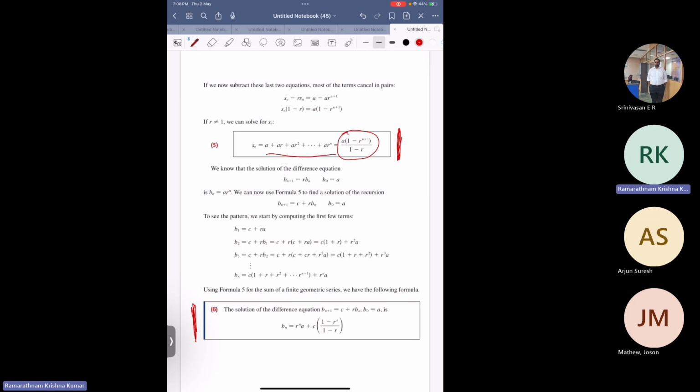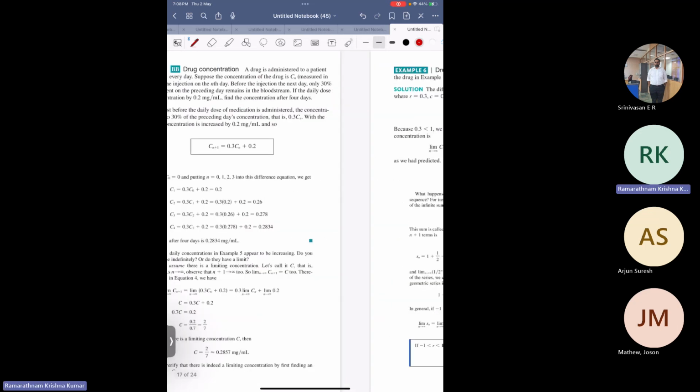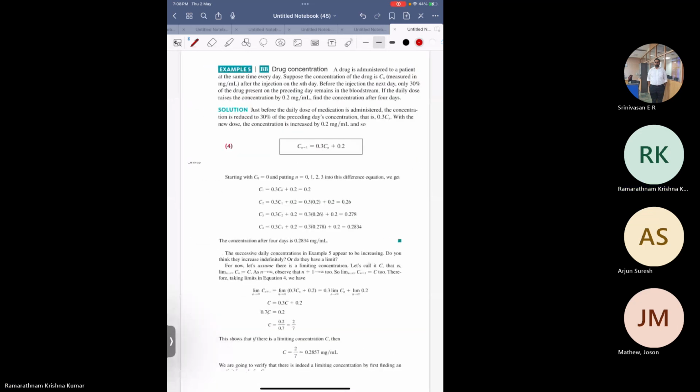Now let us look at this drug concentration problem. I think I have given this. That's how to use it. The drug is administered. This problem is with you, right? With the solution I have put it. Is it with you? Yes, sir.